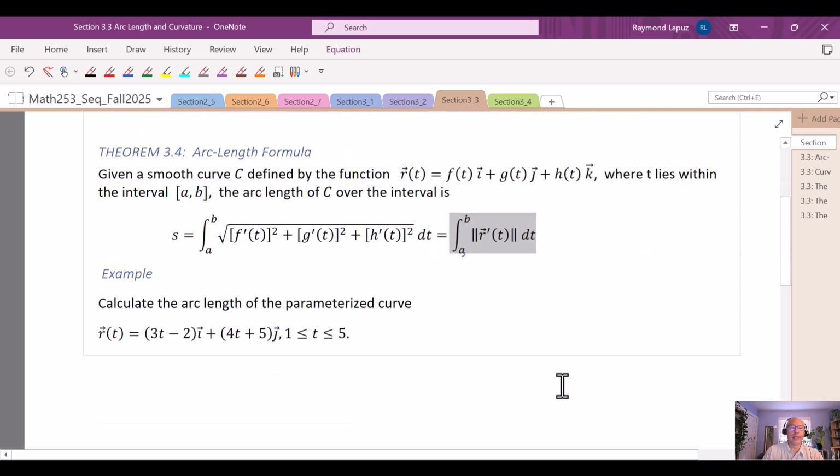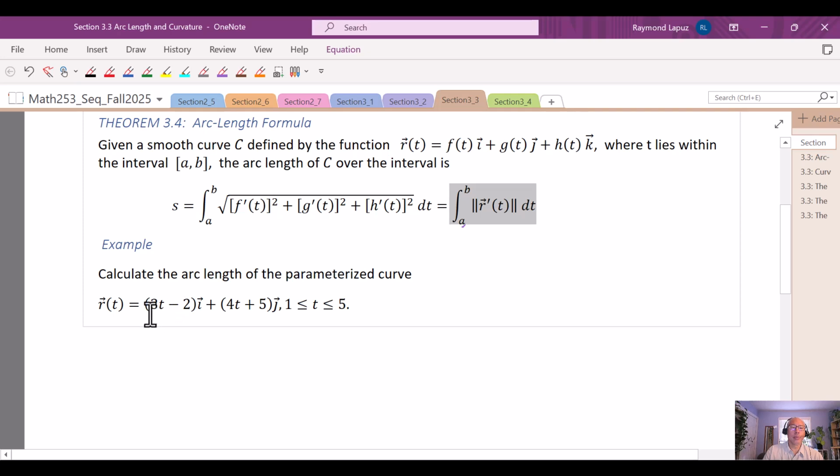Alright, let's do an example. Calculate the arc length of this parametrized curve. One thing to note is that this looks like a parametrization of a line, so it's actually a line. And so you can just put in 1 and 5 and then find the distance between the 2 points, because it's just going to be a straight line.